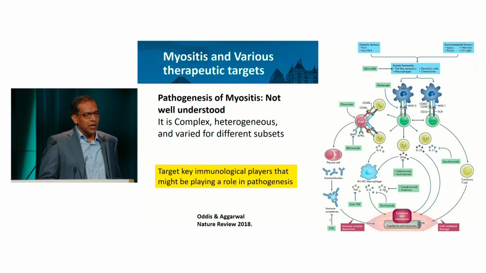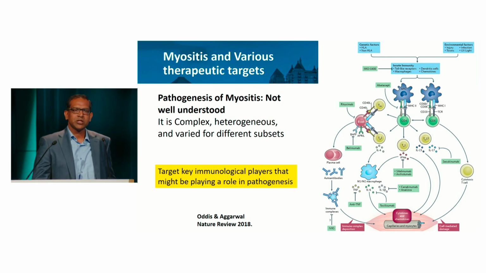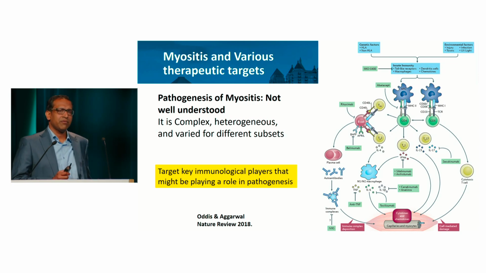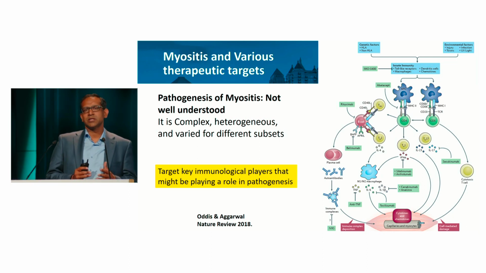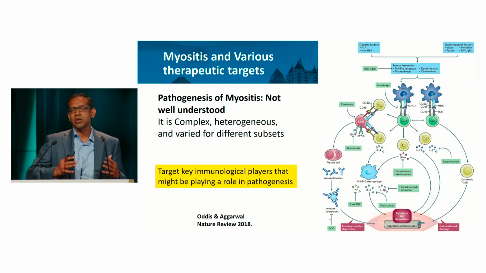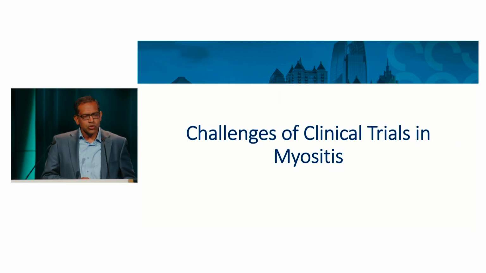Now, to aid that, we have a big problem because we don't truly understand myositis pathogenesis very well. It's complex, it's heterogeneous, and pathogenesis, honestly, is different for different subsets of myositis. But we do have some understanding now about key immunological players. We may not know how these players come together to cause myositis, but we know what some of the key immunological players are. So we can target them one by one through different pilot studies, phase 2 trials, and phase 3 trials to find good therapeutic targets and interventions for our patients. So now, going into some of the challenges.